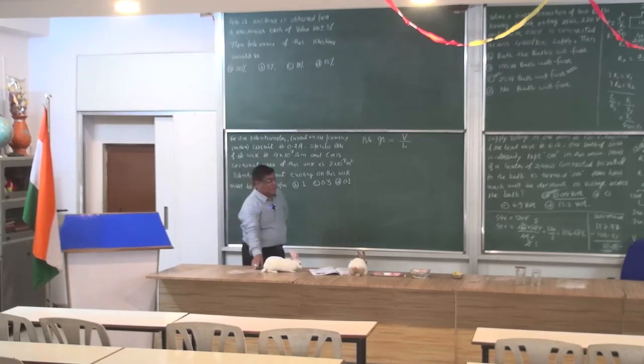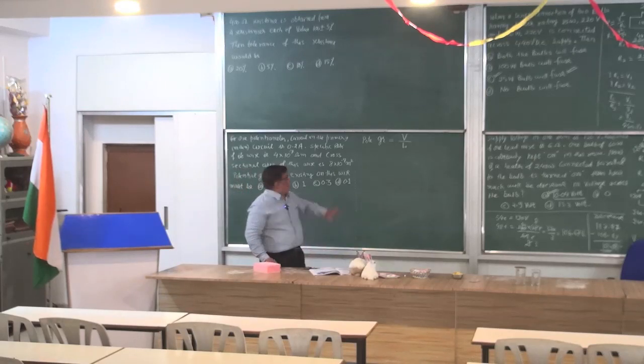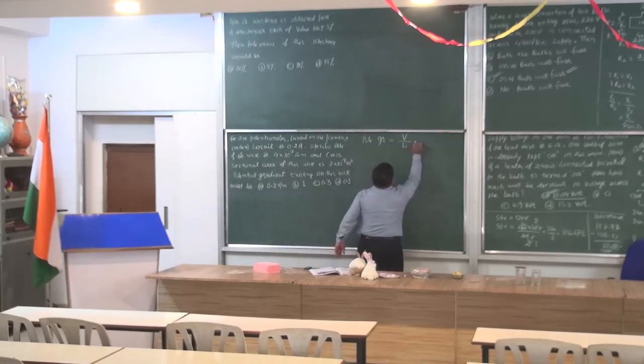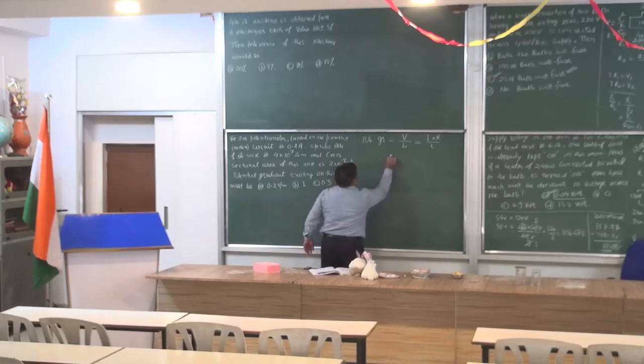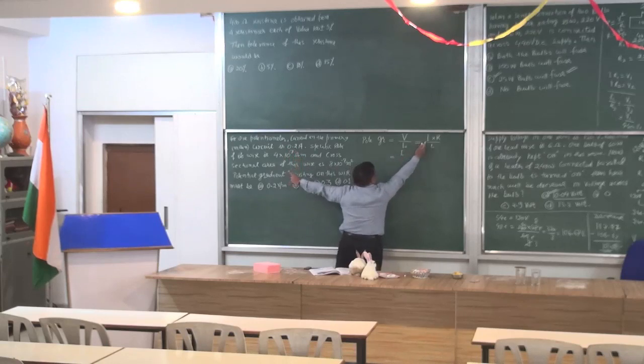So potential, is it given to us? We will try to convert this quantity into the given quantities. Okay, let's do it. Voltage is current into resistance. Current I, is it given? Yes. So we will keep it I.